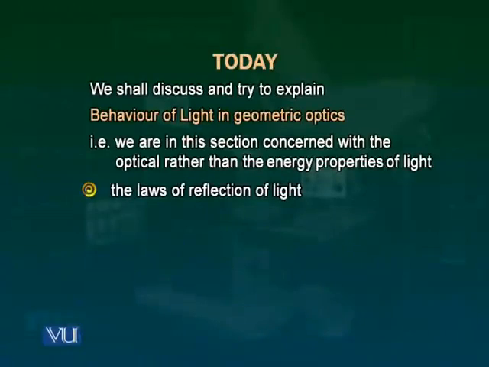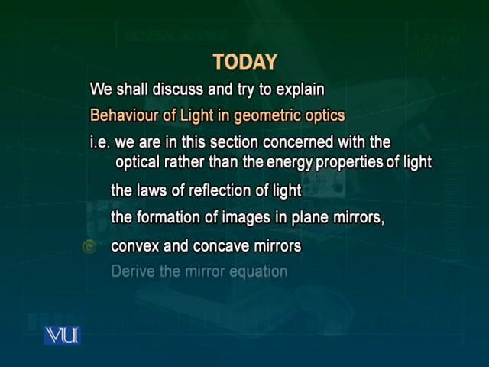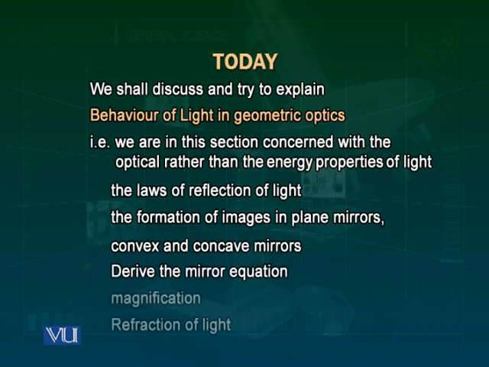What we are going to look at is not how this energy is transferred, but the behavior of light in terms of geometric optics. We are going to see how light is transferred from point A to point B. When we say light, we mean all electromagnetic radiation. So we are going to be interested more in the optical behavior of light rather than its energy properties. What we are going to discuss today is the laws of reflection of light and the formation of images in plane mirrors, convex and concave mirrors, and we are going to derive the mirror equation. We will also do some other things as time permits.